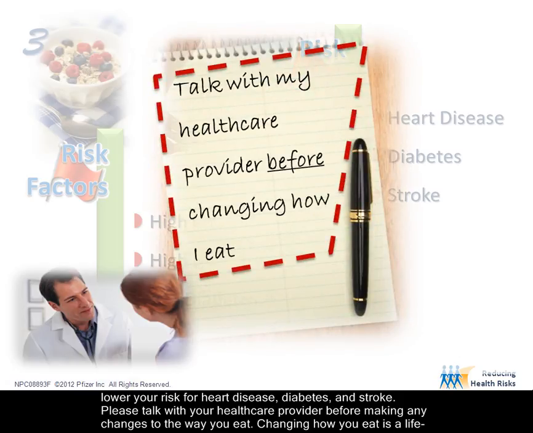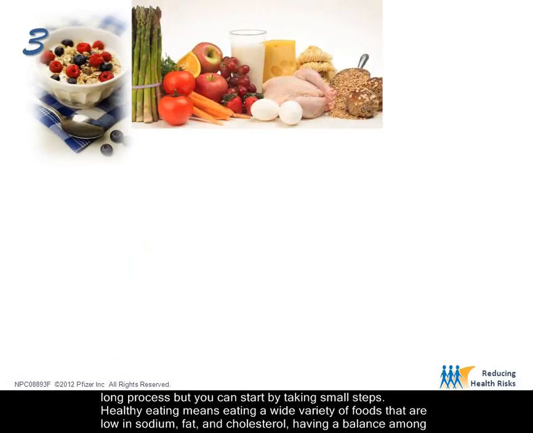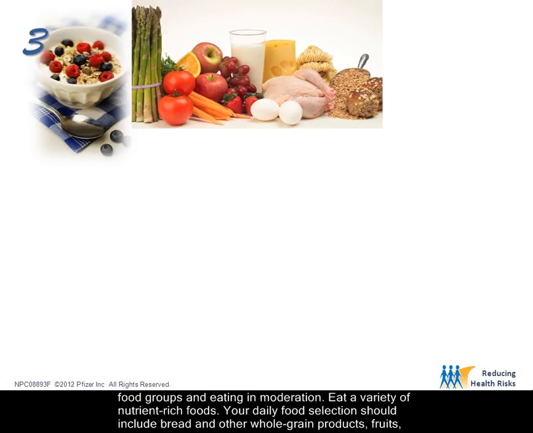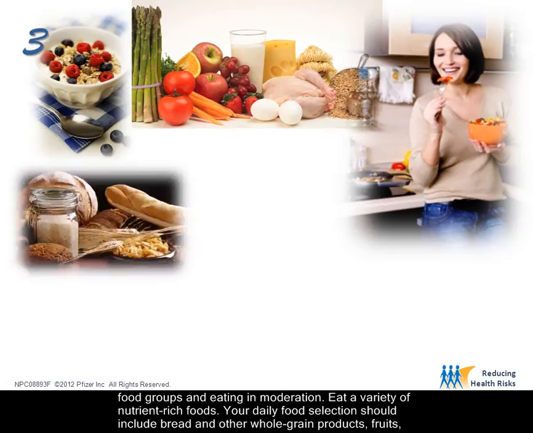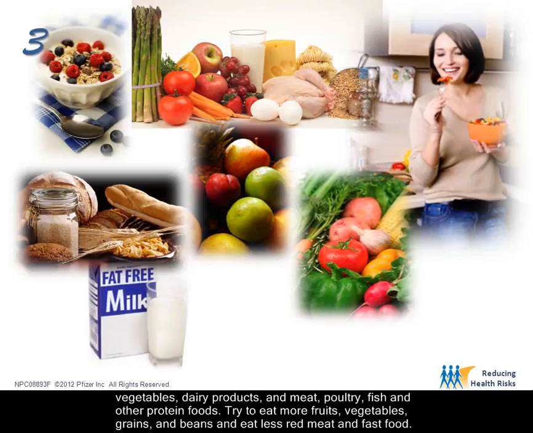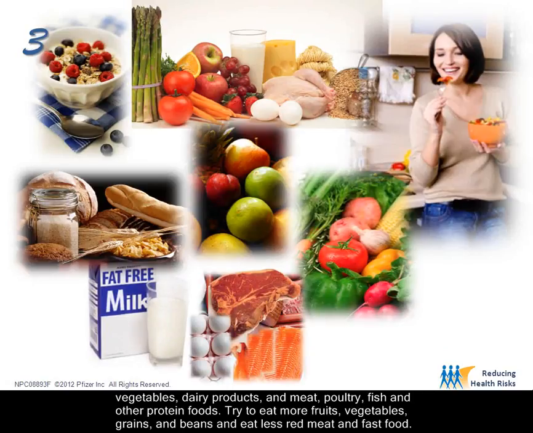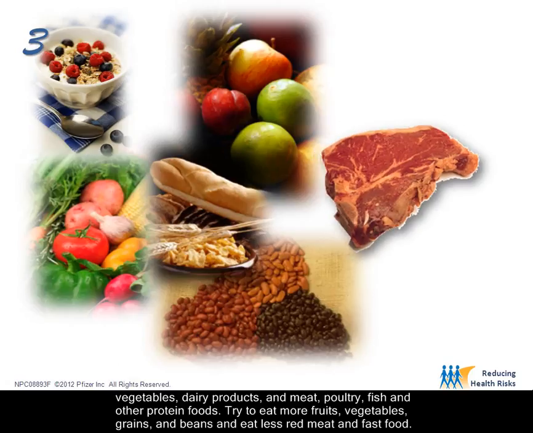Changing how you eat is a lifelong process, but you can start by taking small steps. Healthy eating means eating a wide variety of foods that are low in sodium, fat, and cholesterol, having a balance among food groups, and eating in moderation. Eat a variety of nutrient-rich foods. Your daily food selection should include bread and other whole grain products, fruits, vegetables, dairy products, and meat, poultry, fish, and other protein foods. Try to eat more fruits, vegetables, grains, and beans, and eat less red meat and fast food.